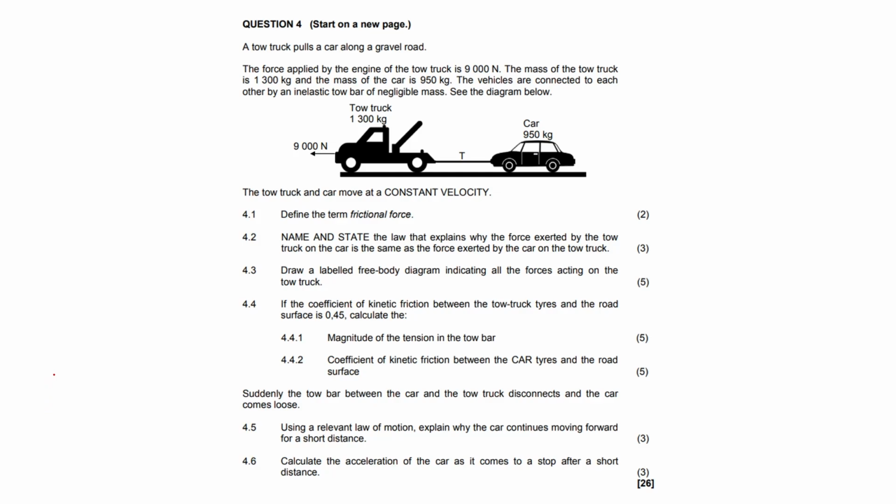Hi guys, let's take a look at this question where we have a tow truck that pulls a car along a gravel road. The force applied by the engine of the truck is 900 newtons. The mass of the tow truck is 1,300 kg and the mass of the car is 950 kg. It's also shown in the diagram. They are connected to each other by an inelastic tow bar of negligible mass, and the tow truck and car are moving at constant velocity. Constant velocity means acceleration is 0.